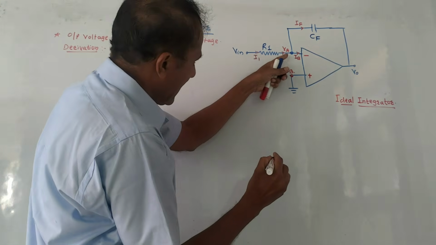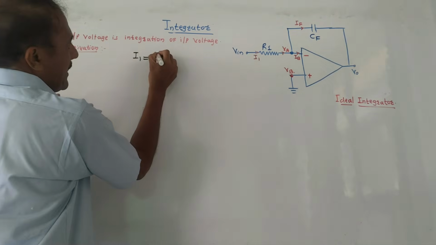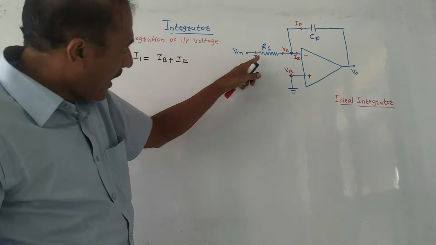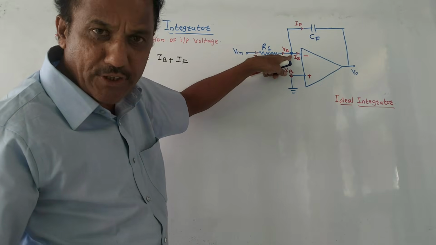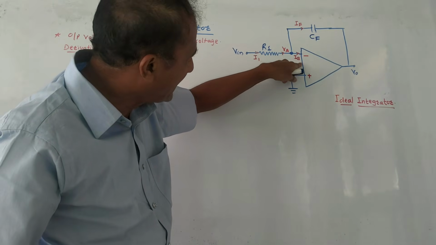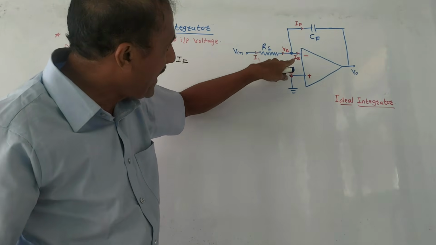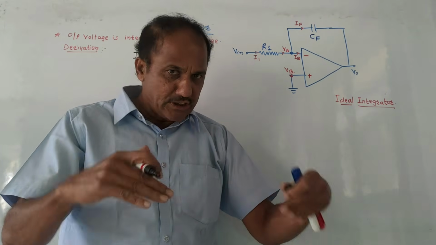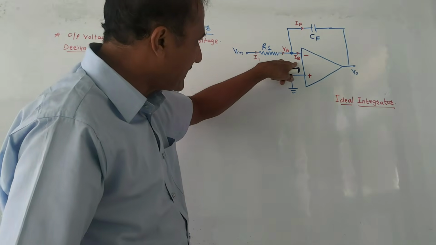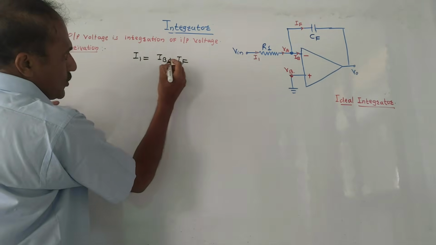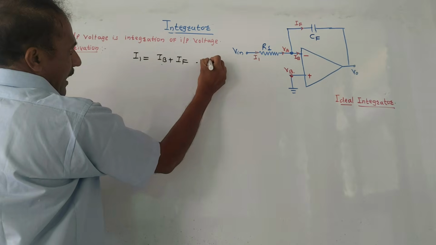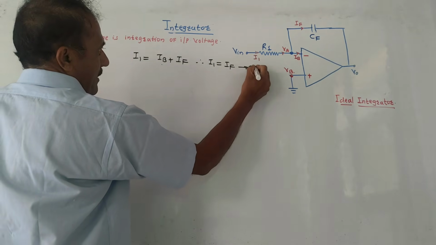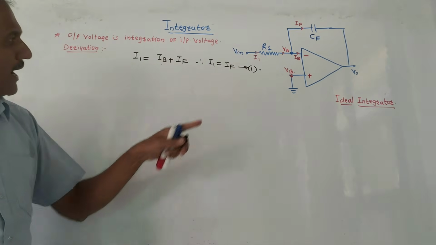Look, this current I1 is coming from here to here. Ideally it should be IB plus IF. So I1 is this current which at this point is getting divided into two parts. One is IB, second is IF. But IB is bias current. In case of ideal op amp, input resistance is very large, so bias current is 0. Since IB is 0, I can write I1 is equals to IF. Say equation number 1.